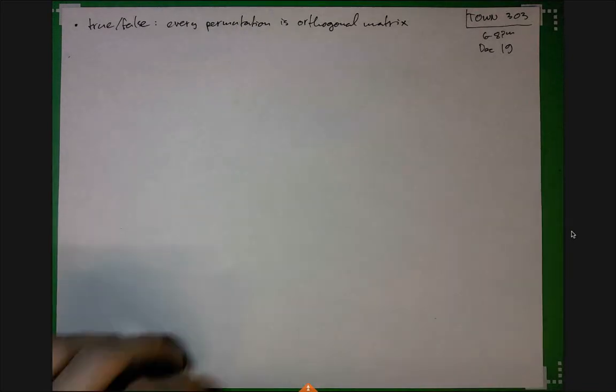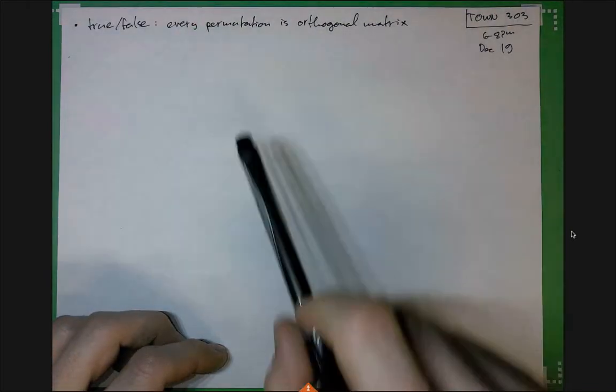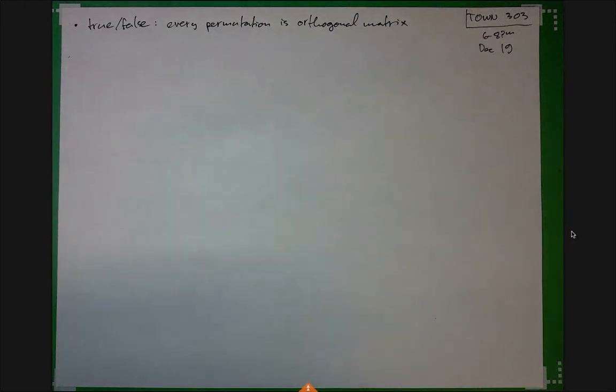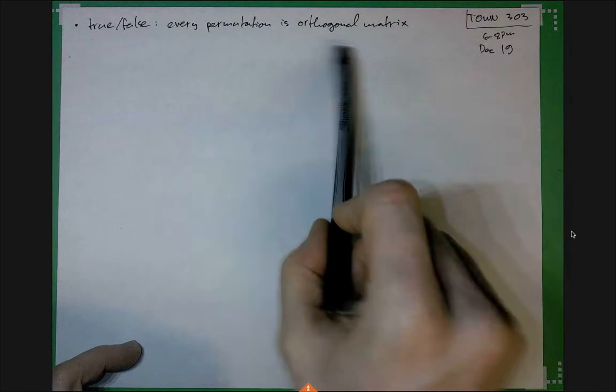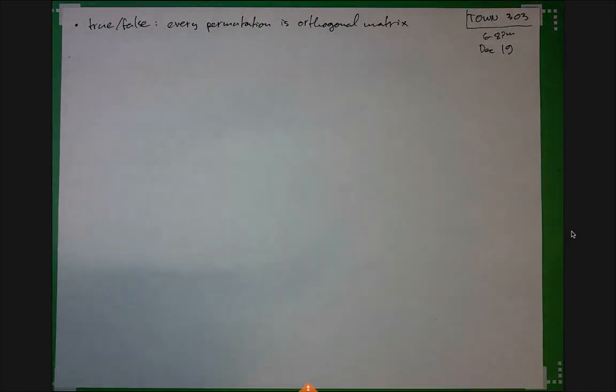That's cool. Okay, so first practice problem. I just thought we would do them here interactively. Decide if this is true or false: every permutation is an orthogonal matrix. I'll let you think about it for a little bit. Let's think of it as simulating the exam.